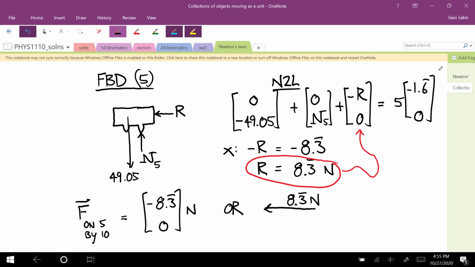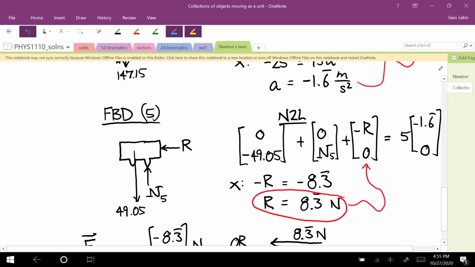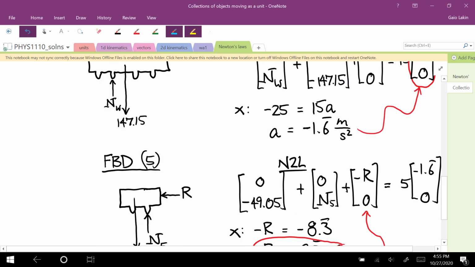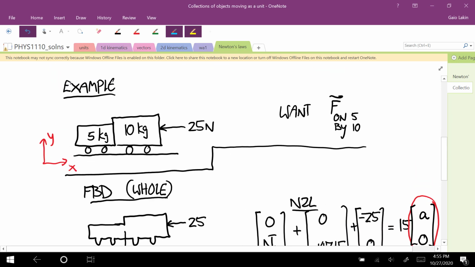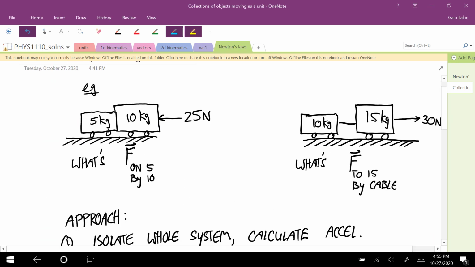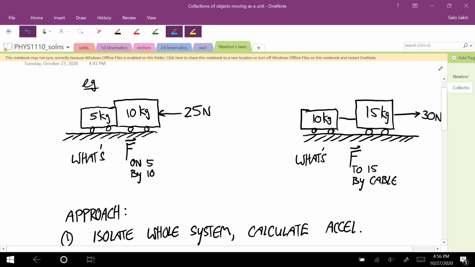Okay, so let's see how this works on one where the two are connected and they're being pulled. So one is pulling on the other one. This first example was one where they're pushing on each other. Okay, so we'll go up to this one where we have a 10 and a 15 kilogram connected by a cable. It doesn't have to be a cable. It could be some other kind of coupler. And there's a 30 Newton force pulling it to the right. What was that, 10 and 15?